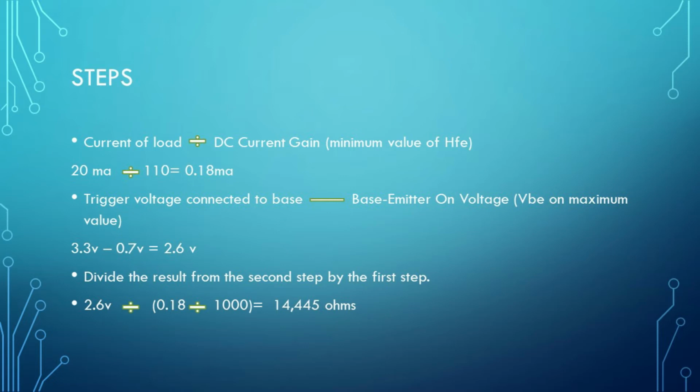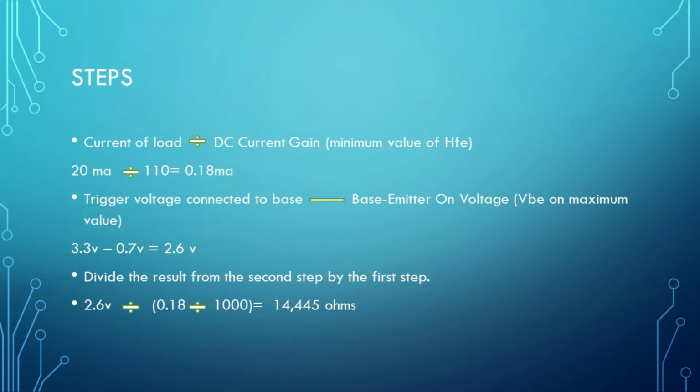So I have to subtract it from the 3.3 volts. That's the trigger voltage from the Arduino. The trigger voltage is 3.3 volts, and remember, we want to check the base-emitter on voltage, which is about 0.7 volts. That means I will lose 0.7 volts. I want to know the voltage that will be left, based on Ohm's law. So I'll be left with 2.6 volts, which I need to divide by the current, which is 0.18 milliamps.